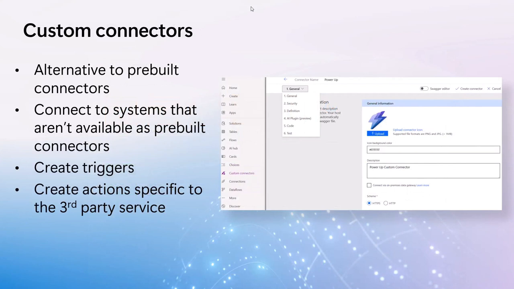Where a pre-built validated connector doesn't already exist, you can build your own custom connector. And if you do this, you'll be creating the triggers and the actions specific to the third-party service and what is available within the application programming interface.